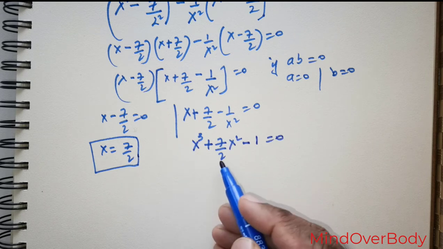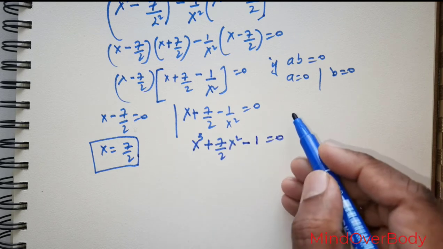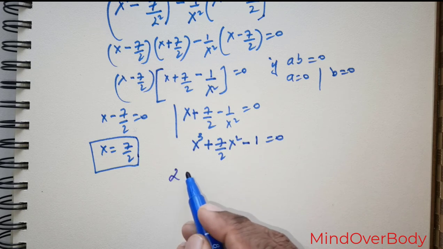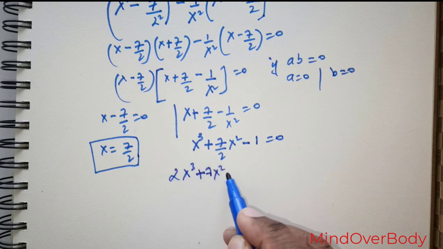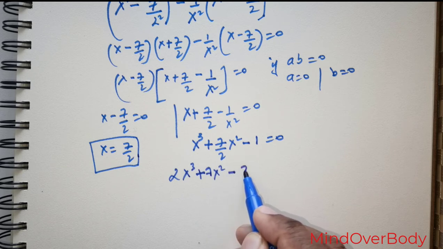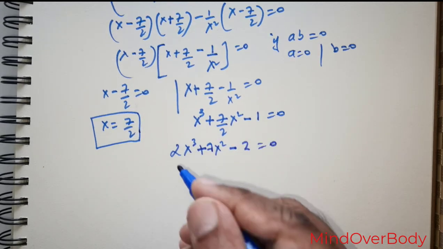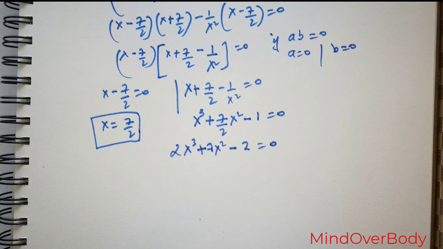Now I have to get rid of this 2, so I multiply by 2. This is going to give me 2x cubed plus 7x squared minus 2 is equal to 0. This is a cubic equation. Now solving a cubic equation, as I mentioned to you, is not an easy task. In fact, there are multiple ways depending upon the terms and the manipulations that you are adopting. So having said that, let me just move on.